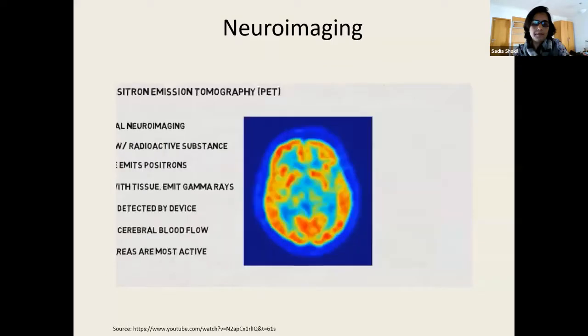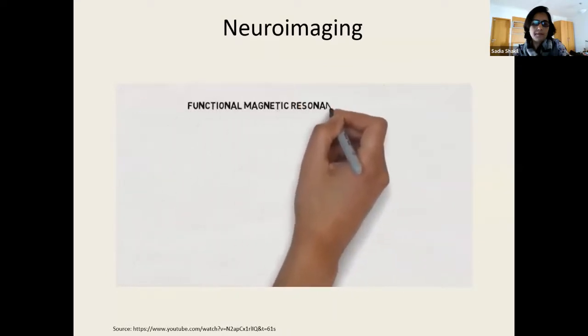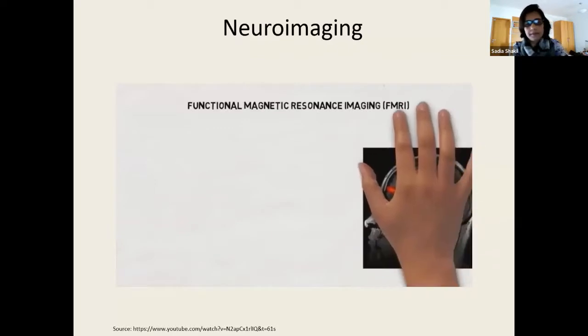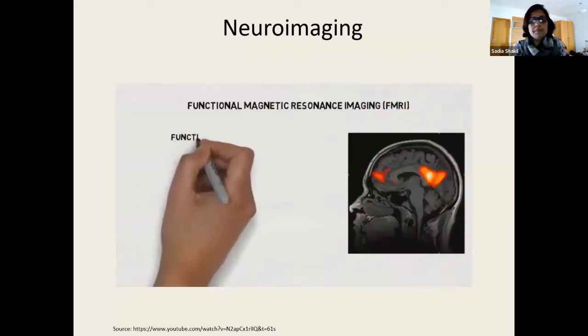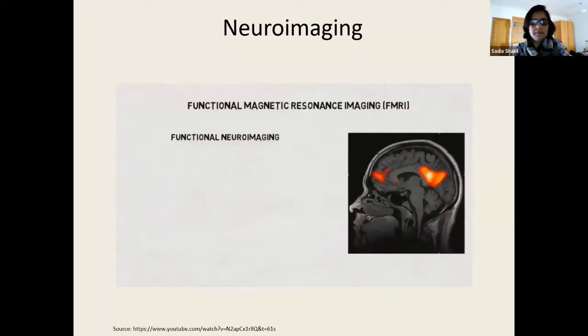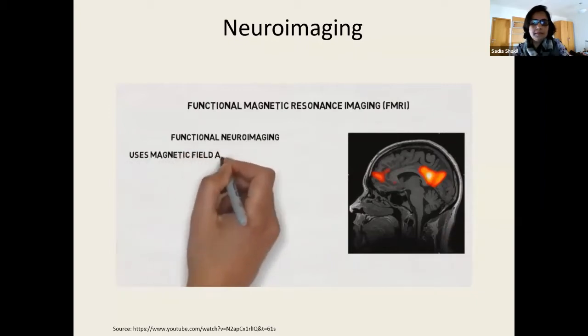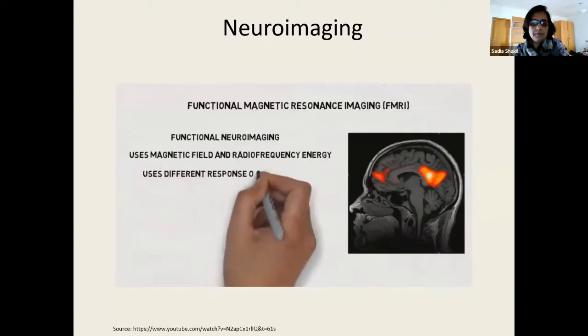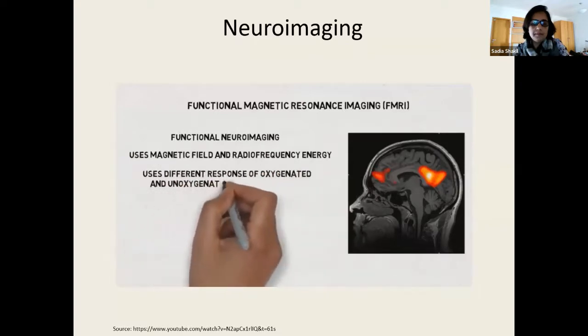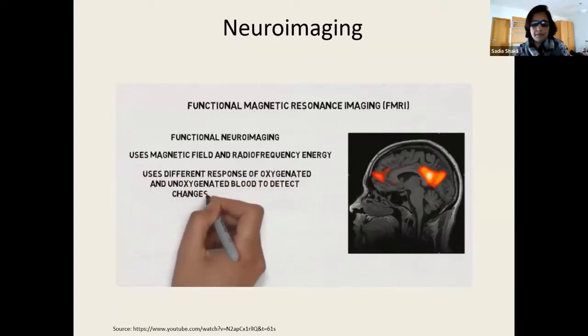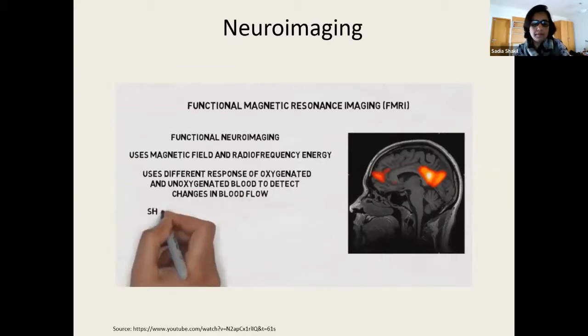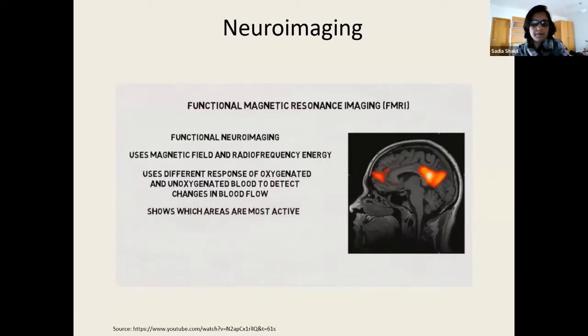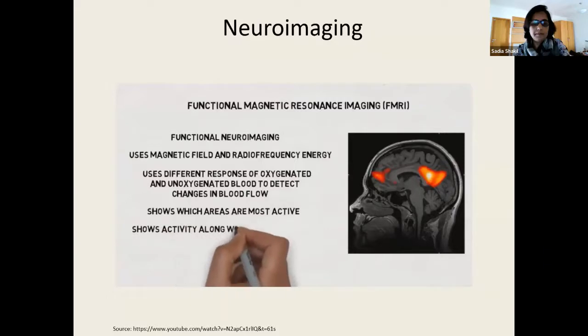Functional MRI, or fMRI, uses a similar approach to MRI, but focuses on the different responses oxygenated and unoxygenated blood make to magnetic fields and radiofrequency energy. fMRI uses what is called blood oxygen level dependent contrast, or BOLD, to identify changes in blood flow in the brain, and thus to identify areas of the brain that are most active. fMRI allows one to image brain function without having to inject anything, and provides high-resolution MRI images at the same time as it provides a functional image.